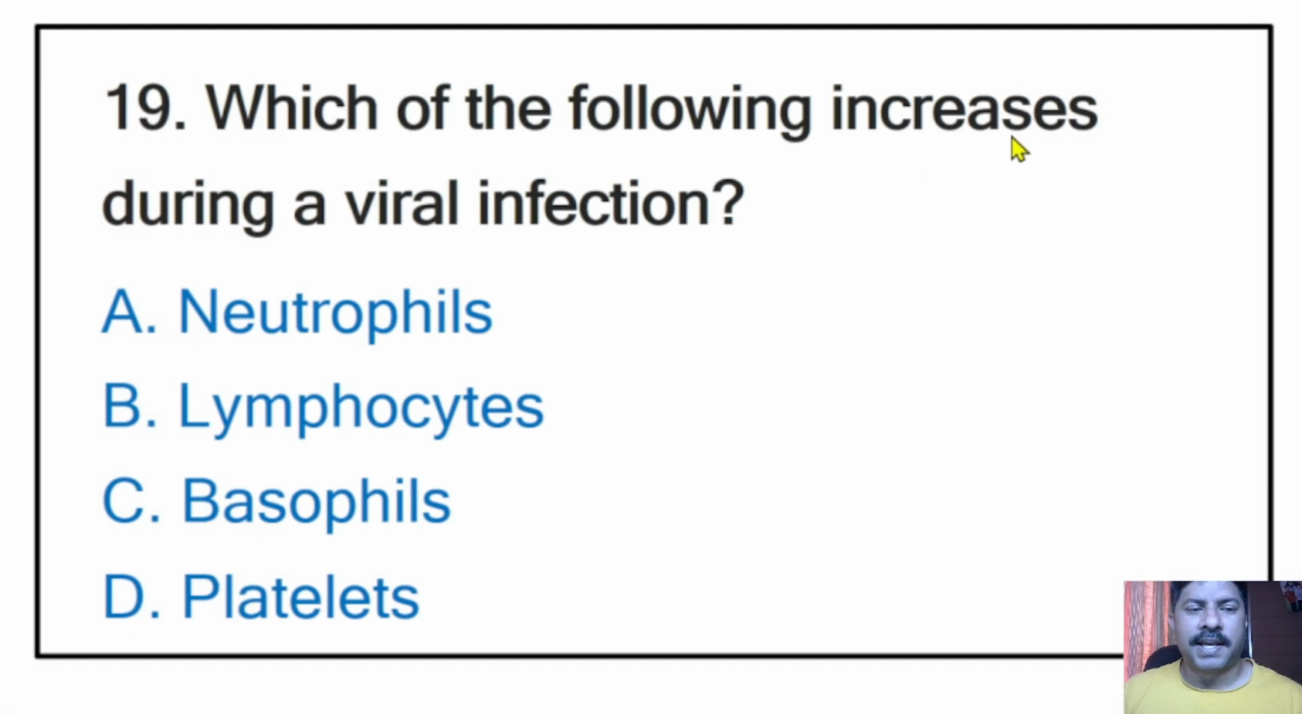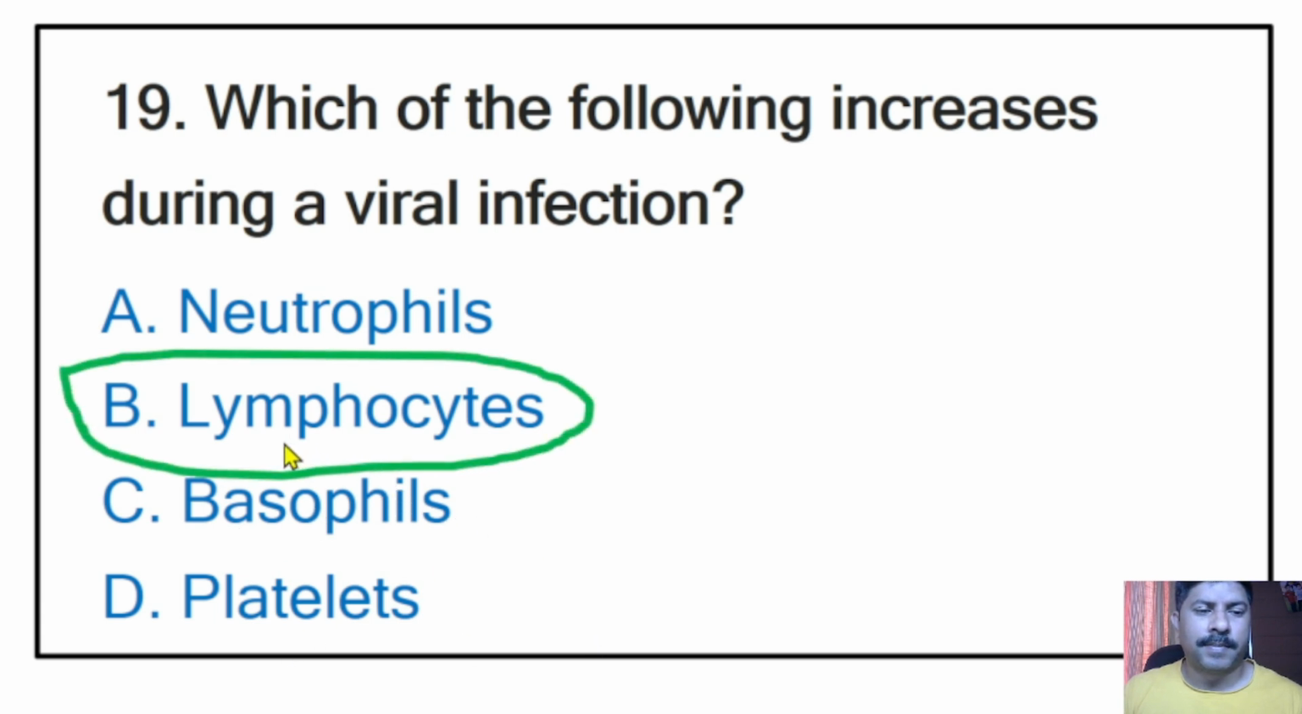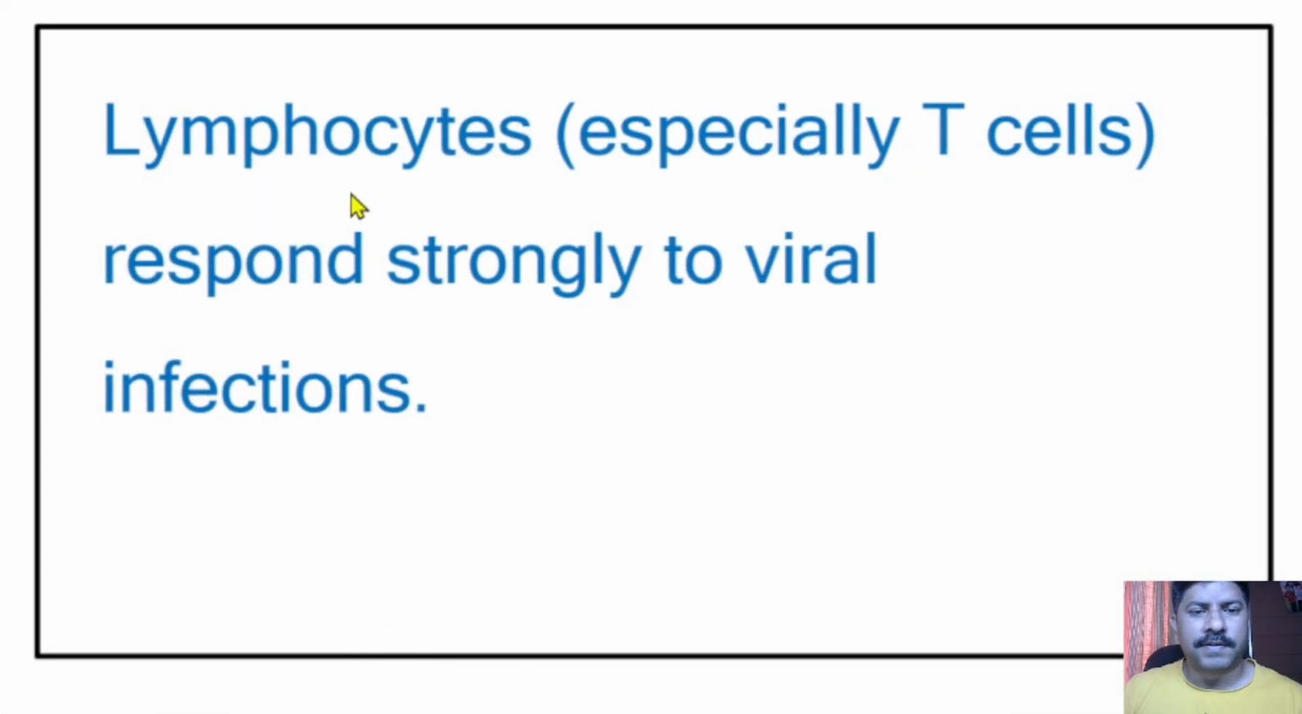Which of the following increases during a viral infection? Neutrophils, lymphocytes, basophils, platelets. In cases of viral infection, there will be an increase in lymphocytes. Lymphocytes, especially T cells, respond strongly to viral infections.